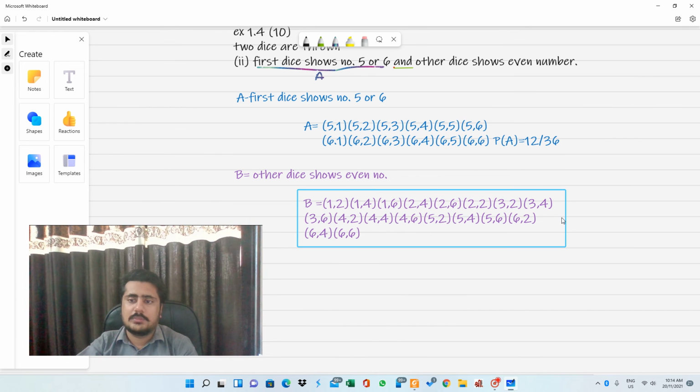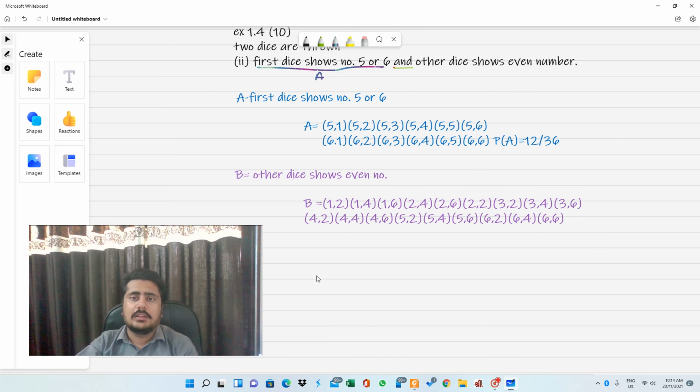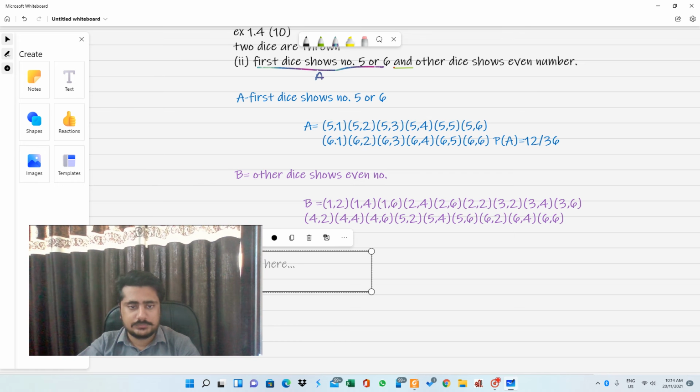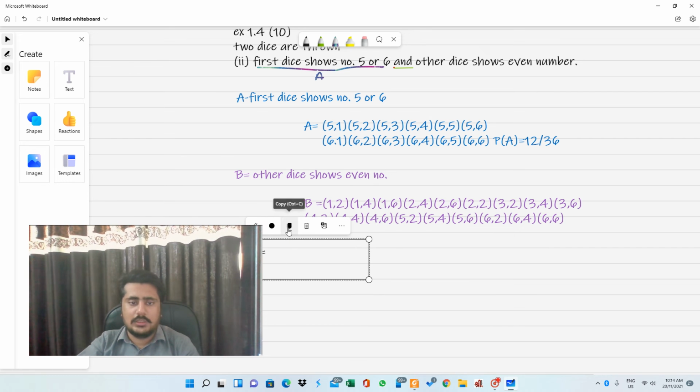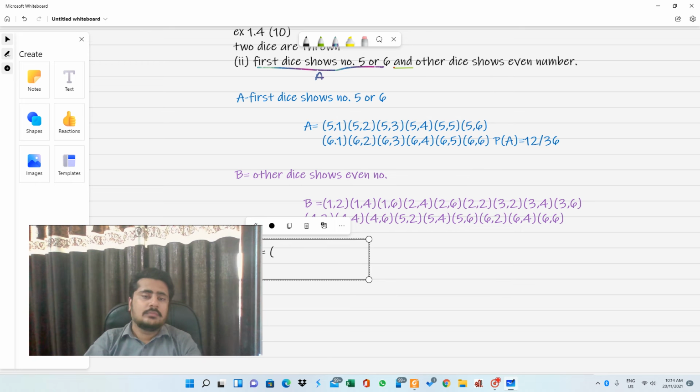Now this is A and this is B. What I have to find? First die shows 5 or 6 and other die shows even number. That means I have to find A intersection B.